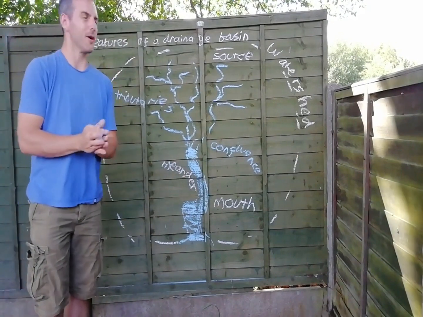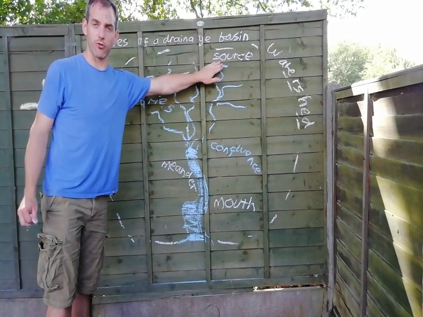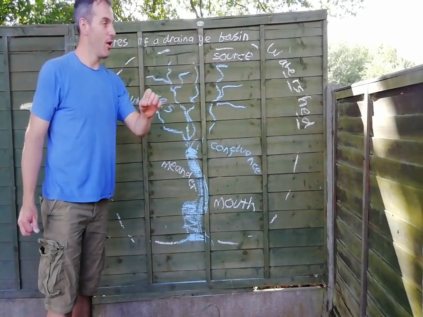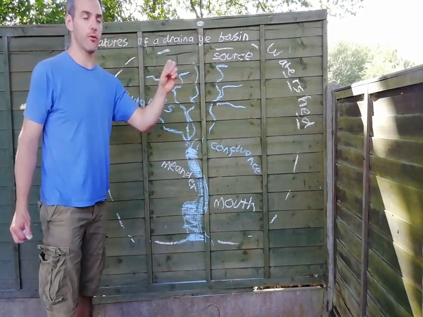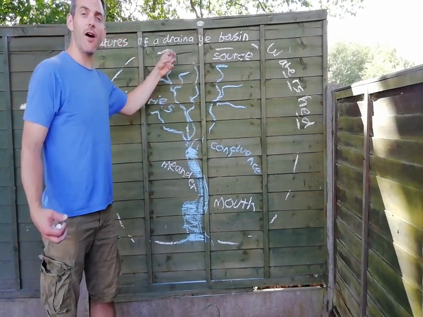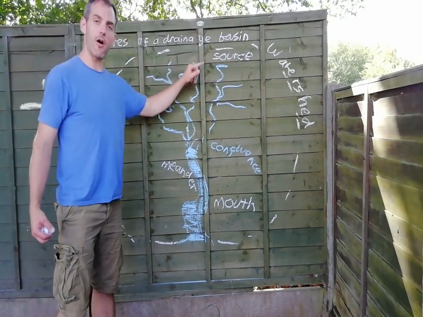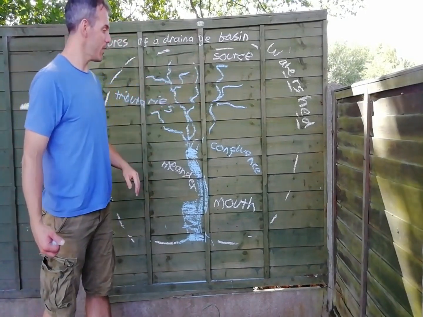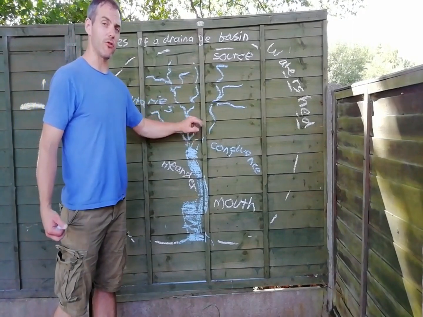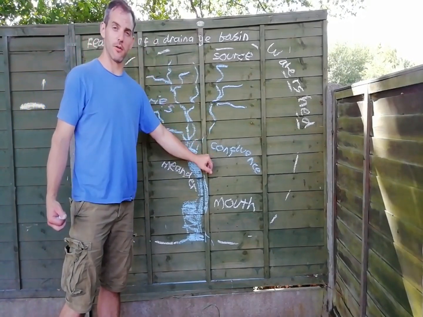Right, let's just do a quick recap. In the upper course of the river, you find the source. This is where the river begins. The source is just a trickle of water. You also find that there are lots of streams. These tiny streams are called tributaries. As you go further down the river towards the sea, the streams start to join up, and where streams join, we call that a confluence.